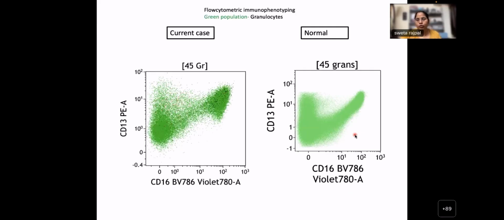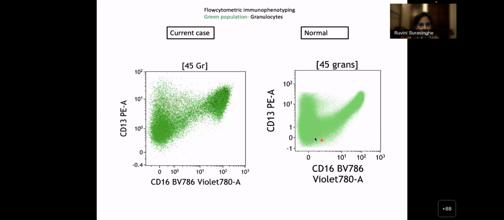Now next we will go to the granulocytes. Ruvini, the left side is our current case and the right side is a normal pattern. Do you see any abnormality in the granulocytes here in our case? Yes, ma'am. The CD13 expression seems to be much dimmer than in the normal population. And there's a cluster of CD16 bright positivity in comparison with the normal population, which are CD13 and CD16 bright positive.